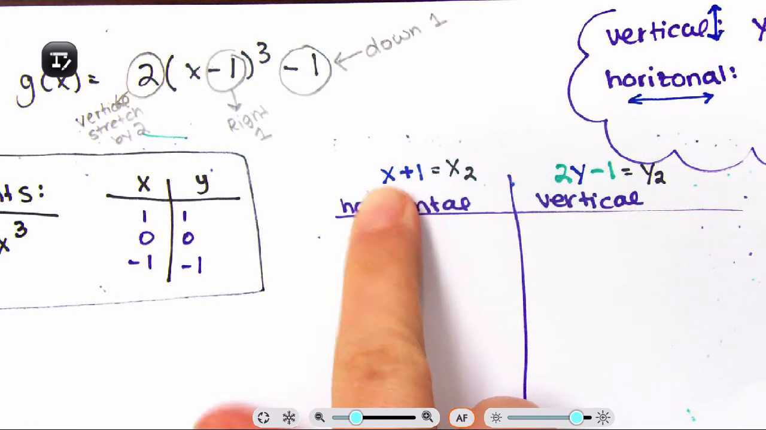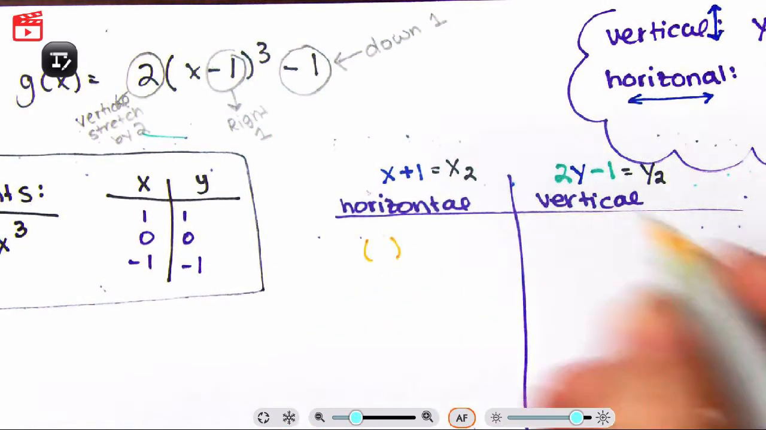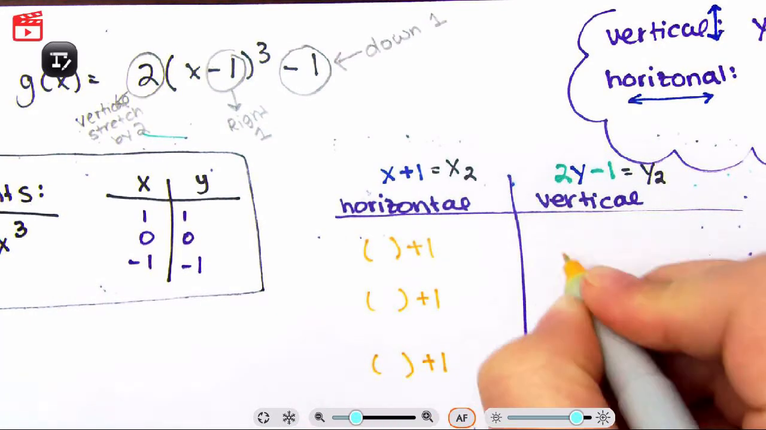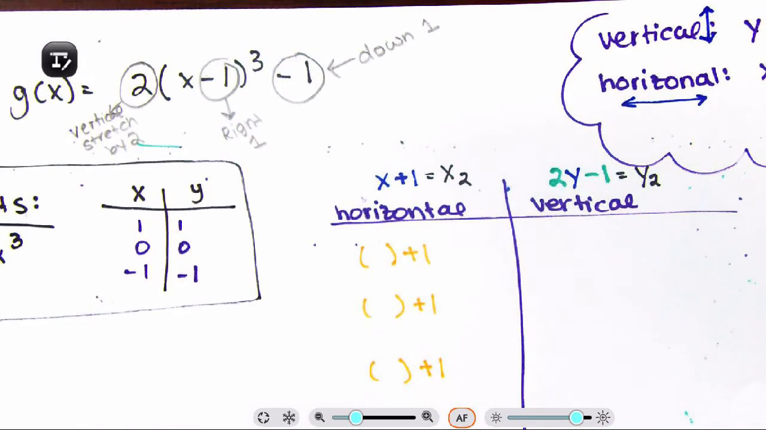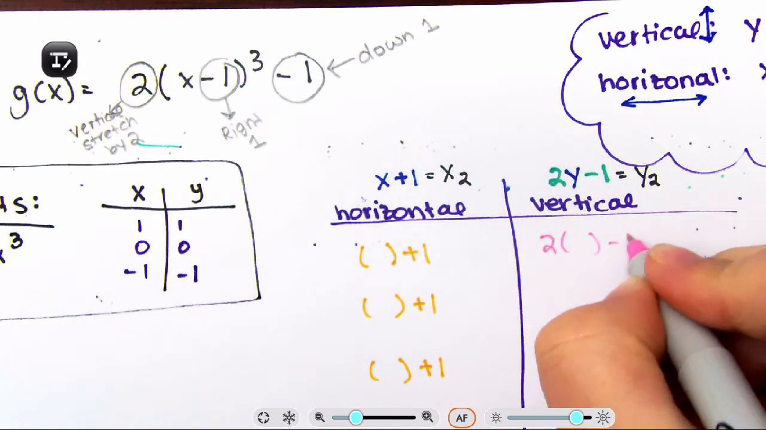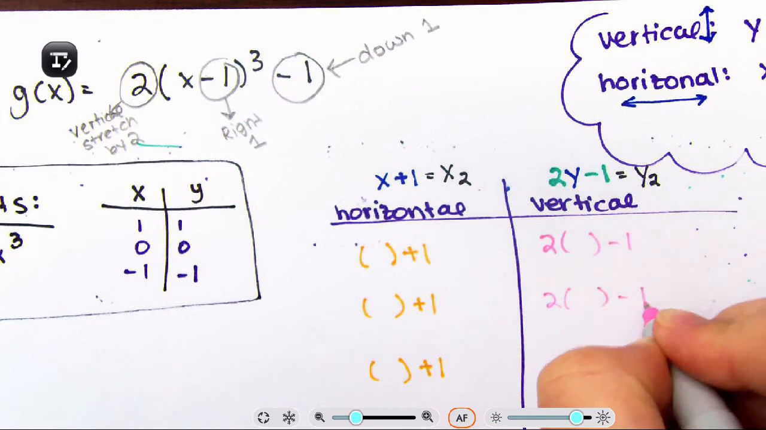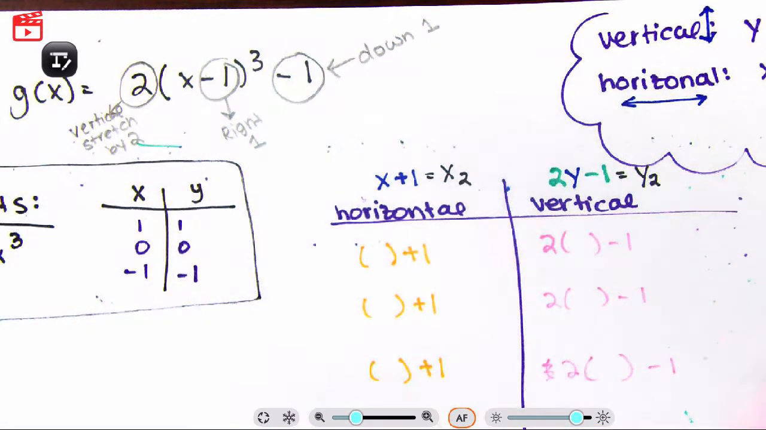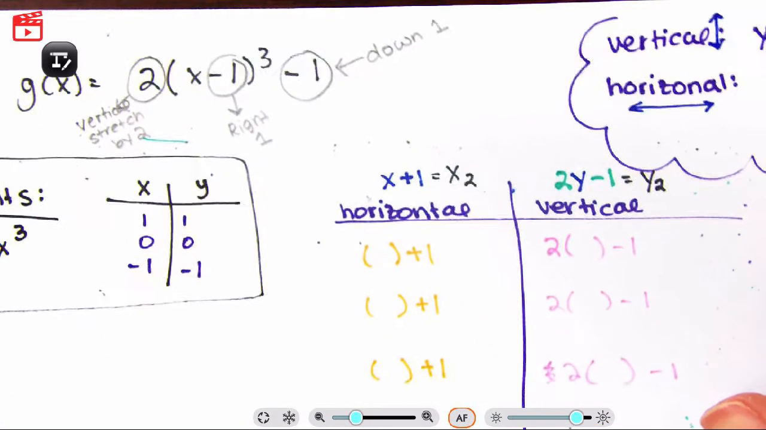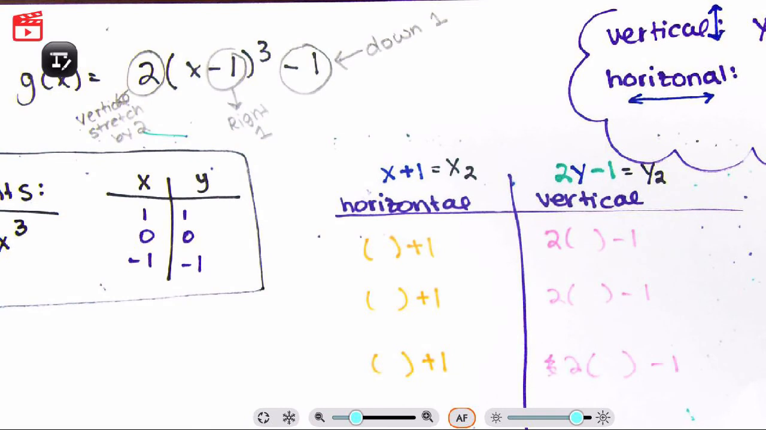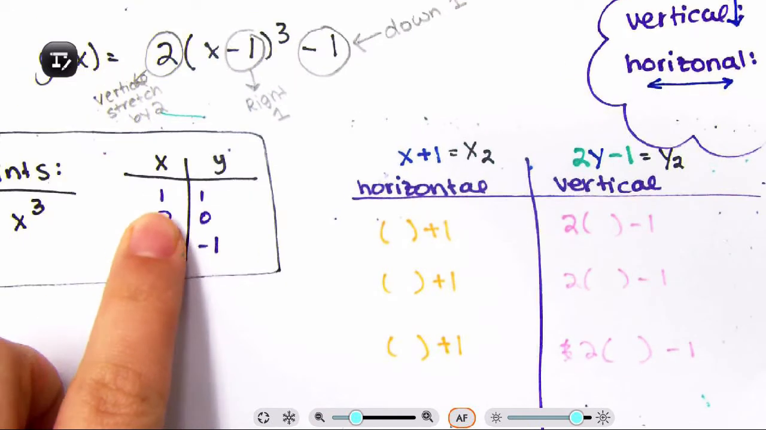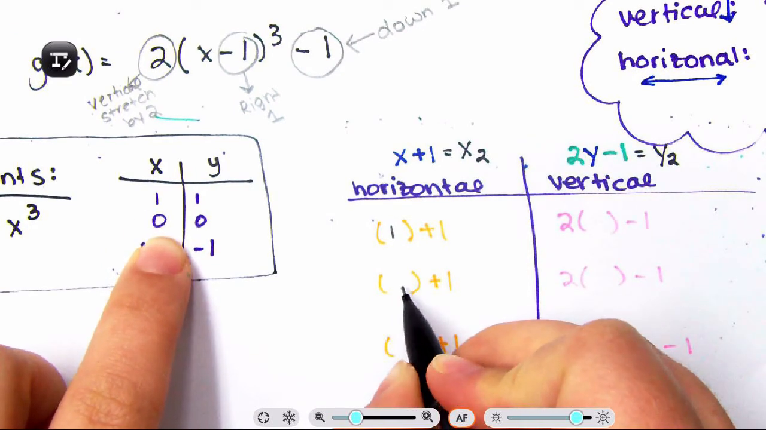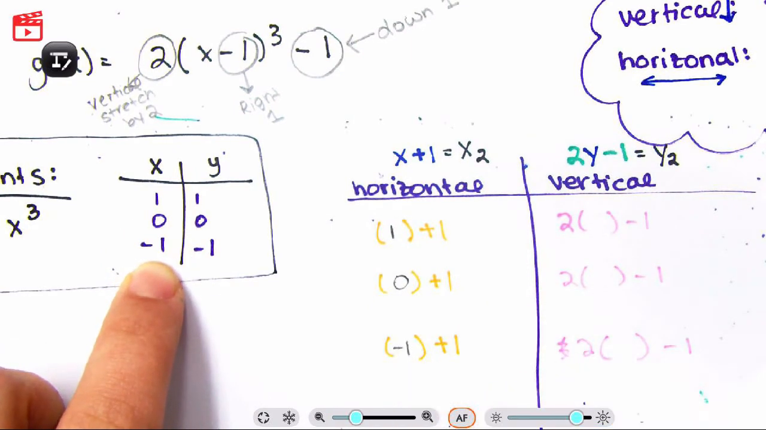This x is your original. So I'm going to do a bubble, and then +1, bubble, +1, bubble, +1. Here I'm going to do the same thing. Let's change colors just to be different. We have 2 times the bubble minus 1, 2 times the bubble minus 1, 2 times a bubble minus 1. So when I say bubble, I'm just leaving some parentheses in order to apply my reference point. So the first reference point is 1, so I'm going to plug in 1. Second reference point for x is 0, and then third reference point for x is -1.